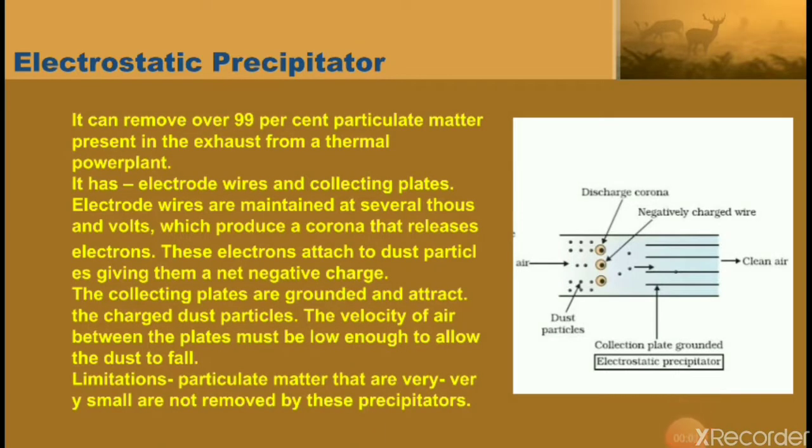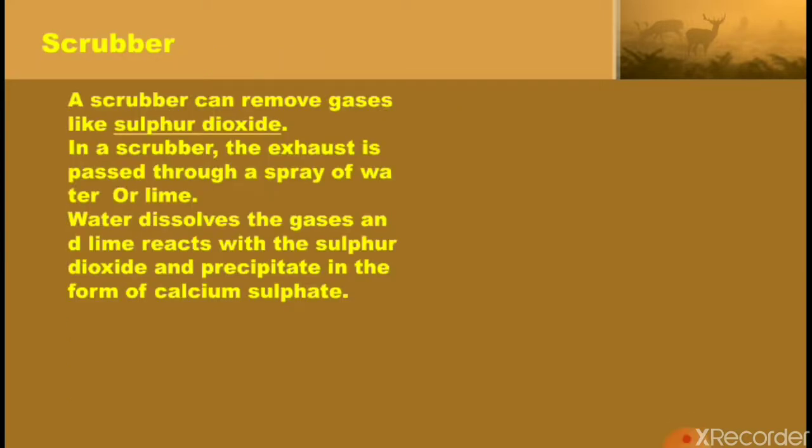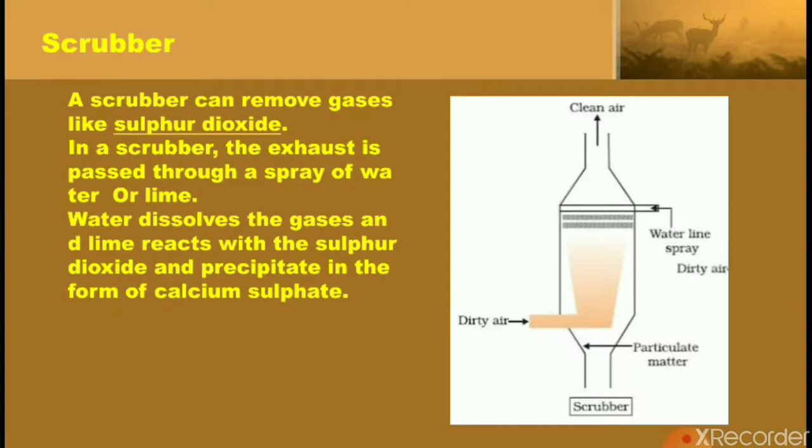The next device which is used to control pollution is a scrubber. A scrubber can remove gases like sulfur dioxide. In a scrubber, the exhaust is passed through a spray of water or lime. Water dissolves the gases, and lime reacts with the sulfur dioxide and precipitates in the form of calcium sulfate.